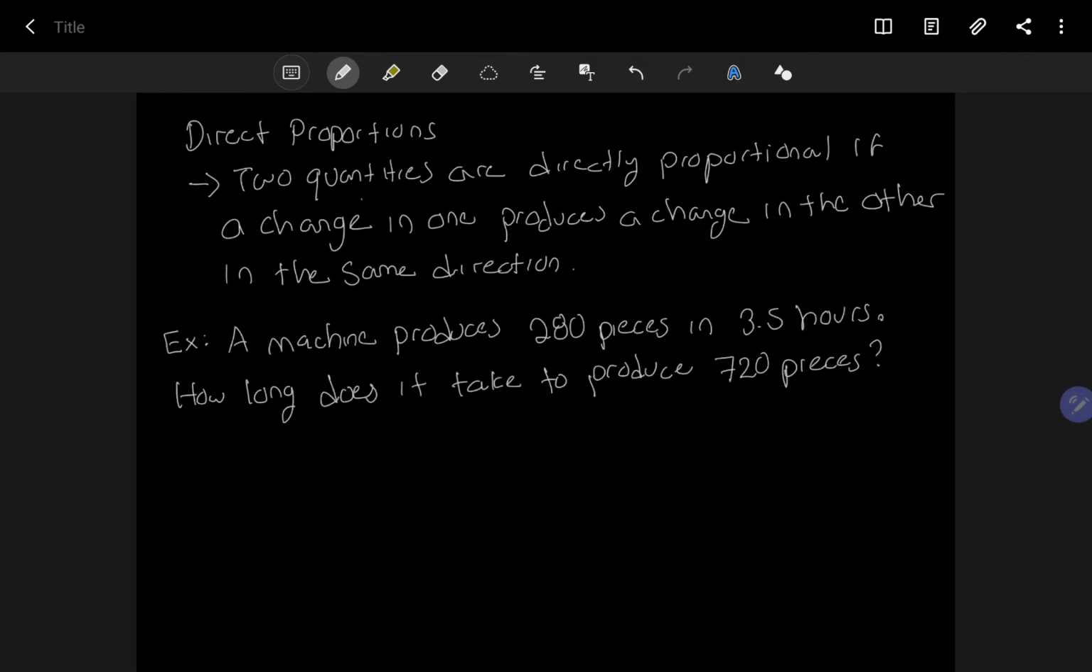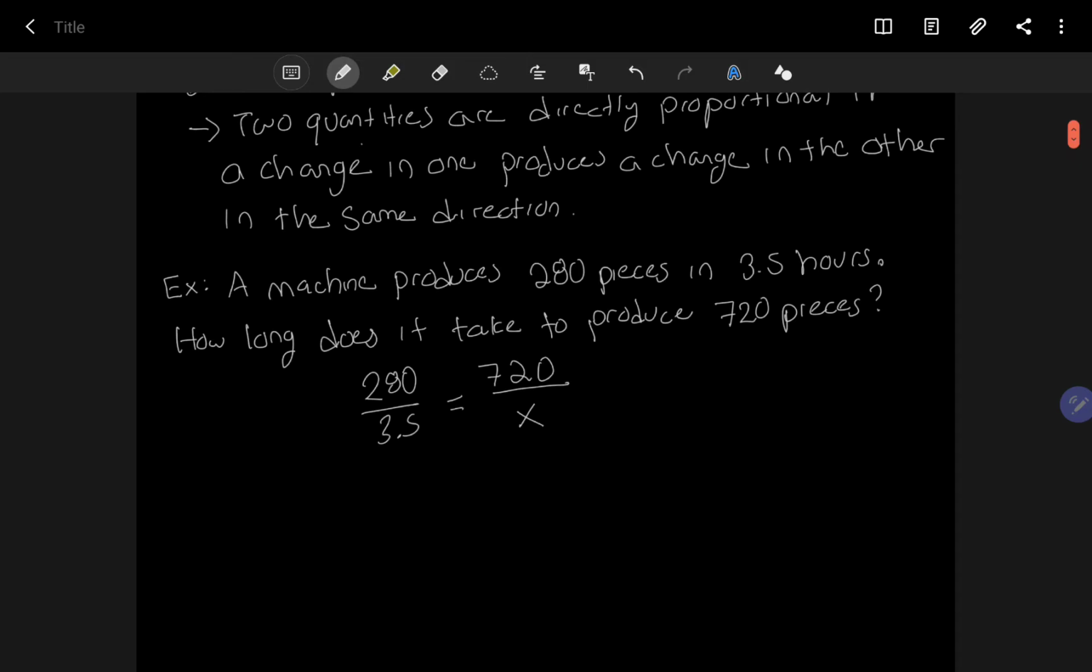So we know that they're directly proportional if the change is in the same direction between both of them. On our first example, a machine produces 280 pieces in 3.5 hours. So we want to know how long it is going to take to produce 720. Because we know that 280 is 3.5, we can set this out by saying, well, we know that this is increasing, and if we're going to produce more, it's going to take longer. So it's actually directly proportional. So we just set it up right away.